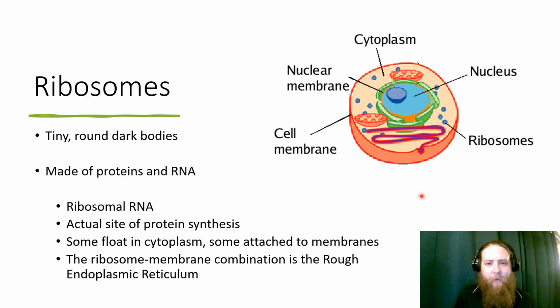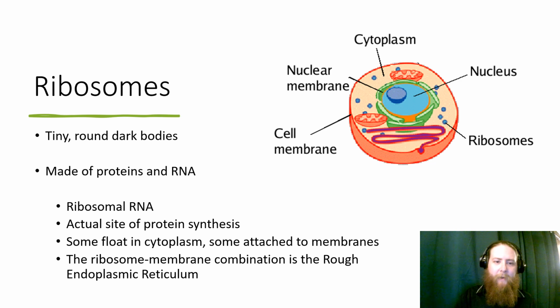All right, ribosomes. We kind of mentioned these guys. These are tiny dark round bodies. They are the little blue guys in this image. They are made up of proteins and specifically RNA. And of the RNA, the ribonucleic acid, they are made up of ribosomal RNA, a type of RNA. This is the actual site of protein synthesis. There's a lot of these guys. Some of them are floating in the cytoplasm, some attached to the nuclear membrane, some attached to the endoplasmic reticulums, which we're going to talk about, and some of them just float freely in the cell.